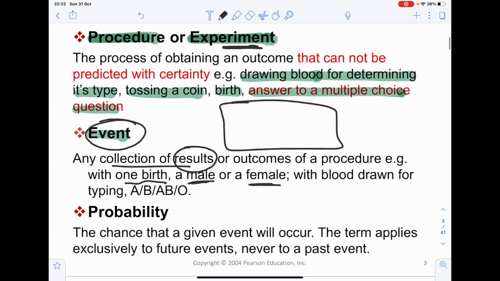Okay, also we want to know what the probability means. The probability is the chance that a given event will occur. يعني إيش الاحتمال اللي يخلي الإيفنت تحصل عندي. So the term applies exclusively to future events, never to a past event. So of course we're going to predict something that will happen in the future, not something that already happened. Okay, يعني راح نسوي توقع للأشياء اللي راح تكون راح نبحث عن probability الاحتمال للأشياء اللي ممكن تحصل في the future مش في past.